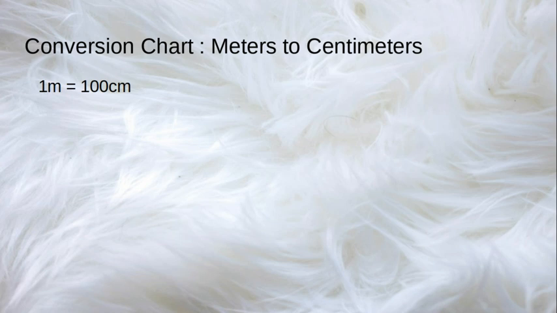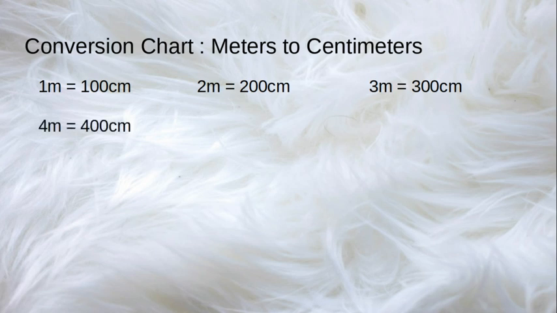Let's take a look at a conversion chart to help us understand how many meters are equal to how many centimeters. We know that 1 meter is equal to 100 centimeters. How many centimeters would be equal to 2 meters? 200 centimeters. How about 3 meters? 3 meters would equal 300 centimeters. Let's keep going in this conversion chart. 4 meters would be the same as 400 centimeters. You got it. 5 meters would be equal to 500 centimeters.